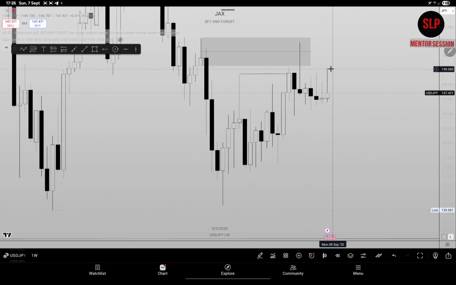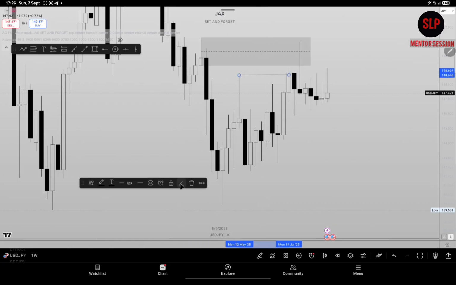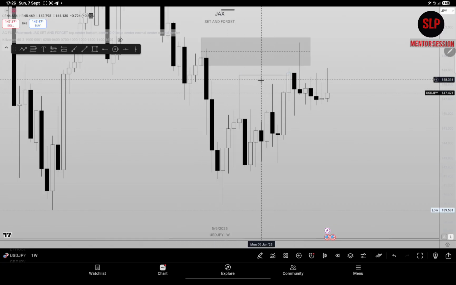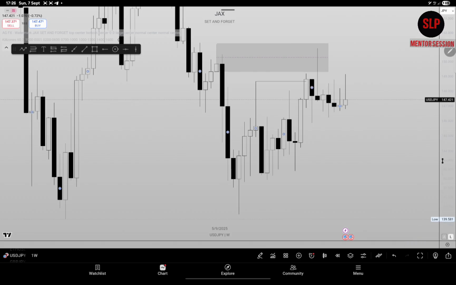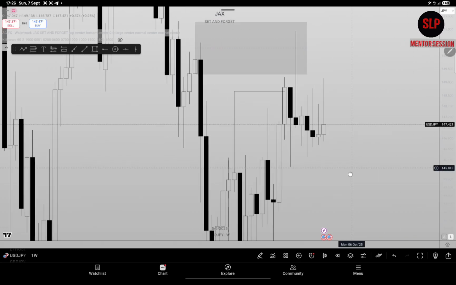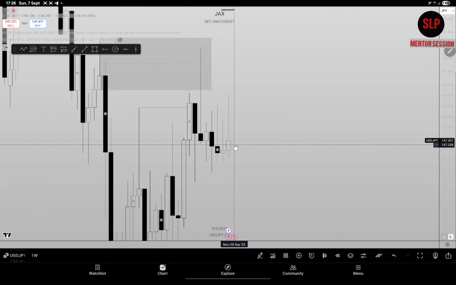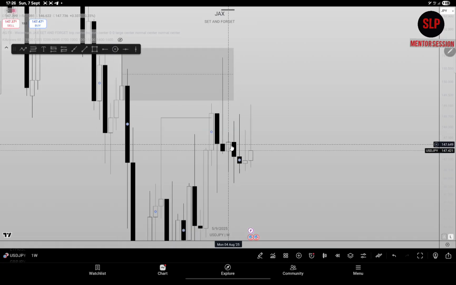So the main confusion this week was what was happening here. Was price trying to invalidate this whole setup and probably push to the upside? That was the main confusion. So let me explain. I don't know if I should explain on the 1 week time frame.